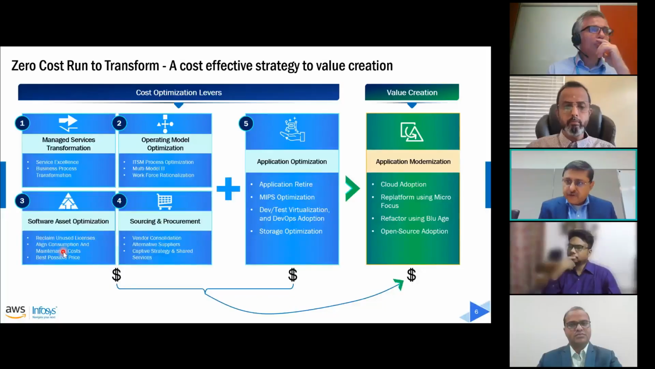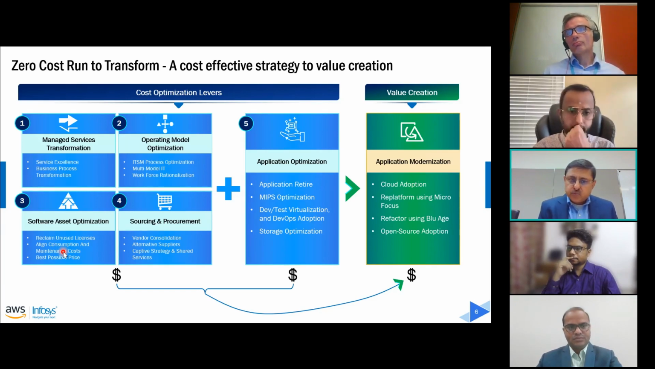The third bit is about software asset optimization. As you know, on the mainframes, you may have similar software which is almost doing a similar thing. So can I consolidate? You may also have expensive software you're running. Can I move it to a different set of software which is cheaper? Can I even manage the contract of the licenses and therefore bring the Infosys approach to negotiate better with the vendor? So these are some of the approaches we take from a software asset optimization perspective.